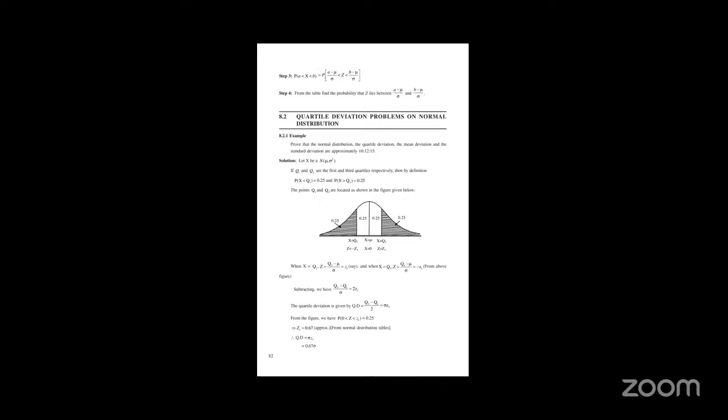So from the figure, we can say that P, we can take a lower limit as 0 for Z and upper limit as Z1. Then this is equal to 0.25. So Z is approximately 0.67 from the normal distribution table. We can take it from the normal distribution table. So the quartile deviation is 0.67 sigma.